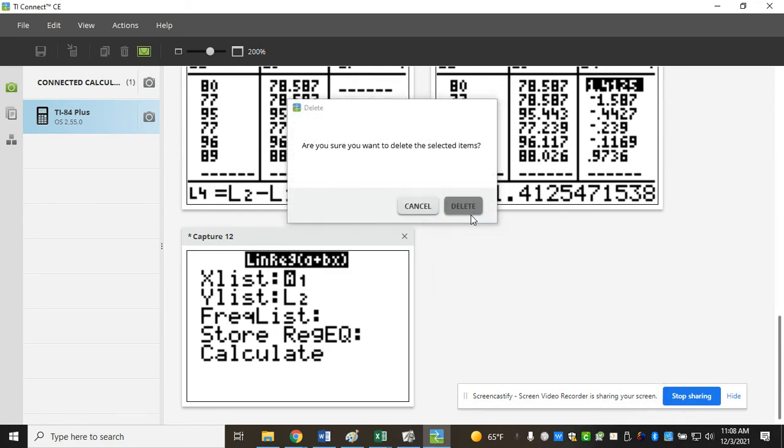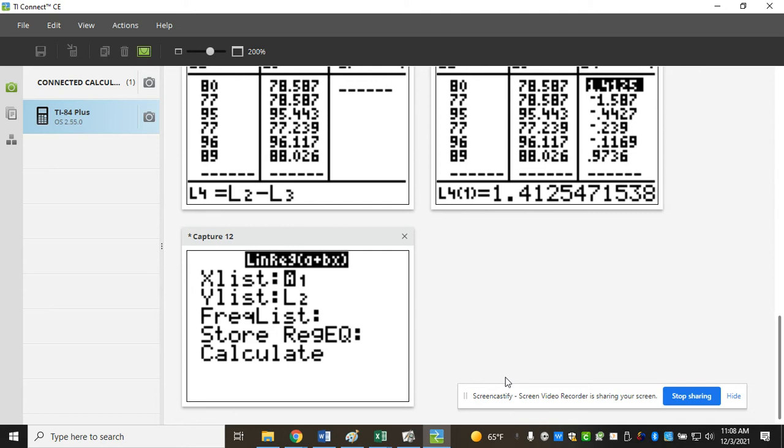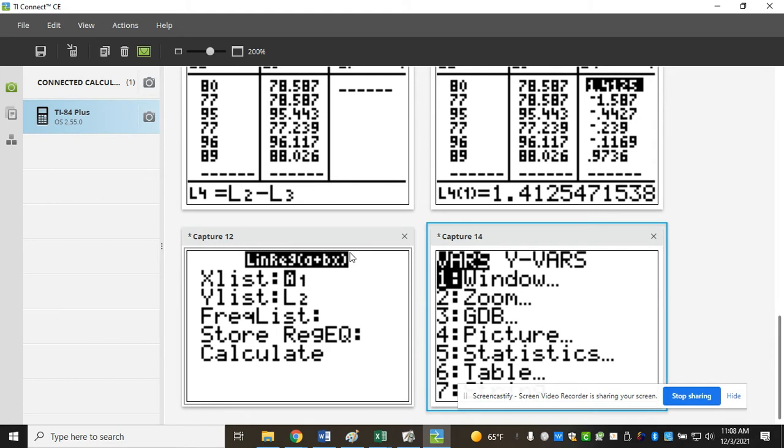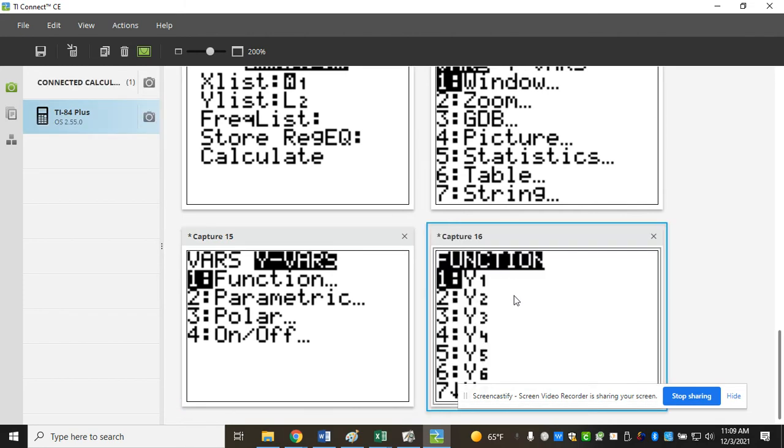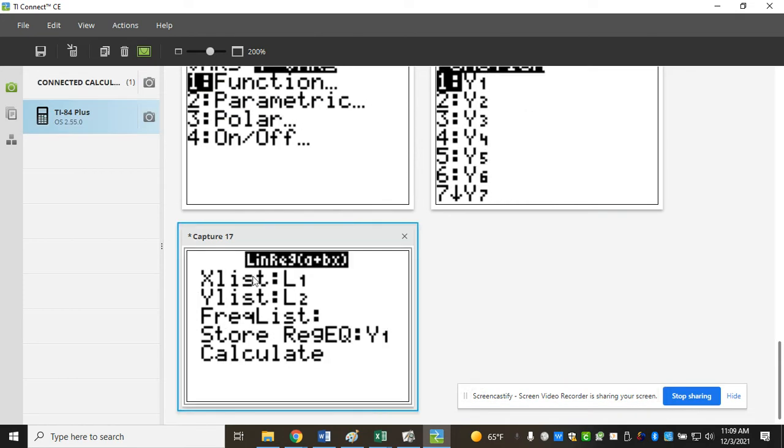And then you are going to have to go to Variables, which is like where we go to Distribution, but not hitting second. So Variables, and you go over to Y variables. We want to save it as a function, so hit 1. And we're just going to make it Y1. And then just hit Y1 so that now here it says you're going to store your regression equation in Y1.